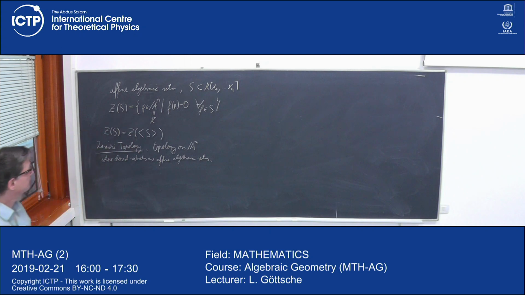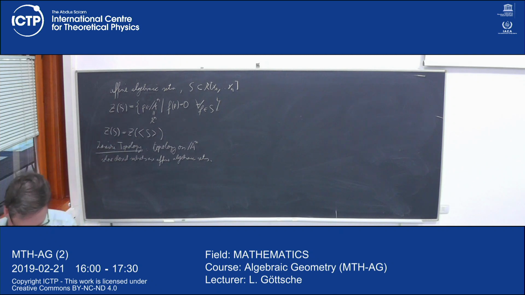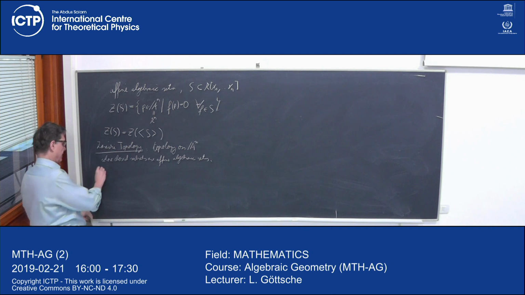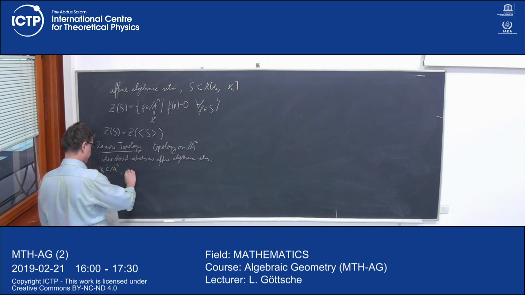So we have seen that the affine algebraic sets fulfill the axioms of the closed sets of a topology. We call this the Zariski topology, and if X in A^n is a subset, we give it the induced topology.